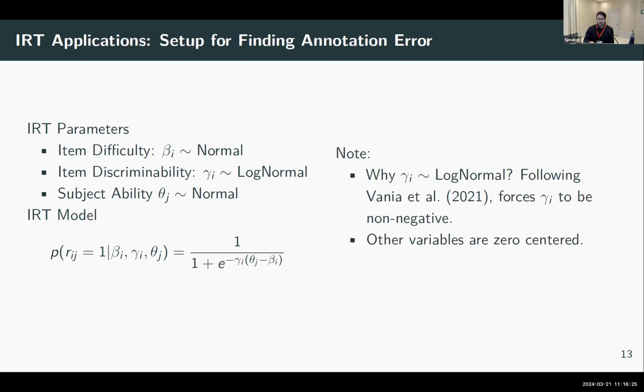We discussed this a little bit. There's different choices for your priors for all of these that you can have, and they have different effects. In this case, we picked log normal because that makes it very simple to understand discriminability: if it's positive, that means it's a more useful example. If it's negative, it's not a very useful example.